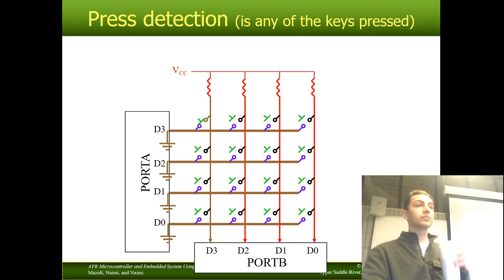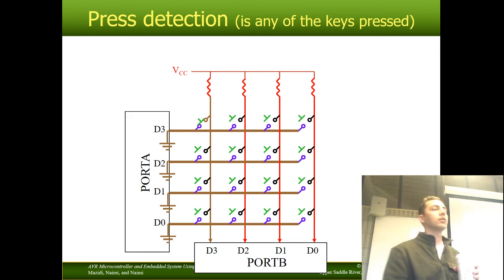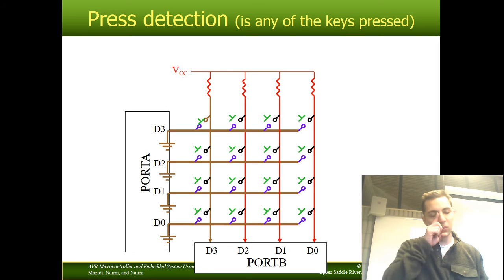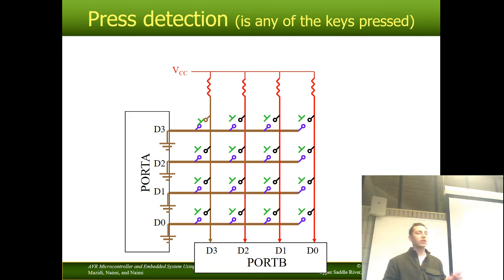Yes? Could you find out which row was pressed by multiplexing port A? Well, you're getting a little ahead of me. That's the key detection part, which key is pressed. You could have done the same thing if you had grounded all of these columns, and then read in the rows, and that would tell you which row. But that's not how we're going to do that.